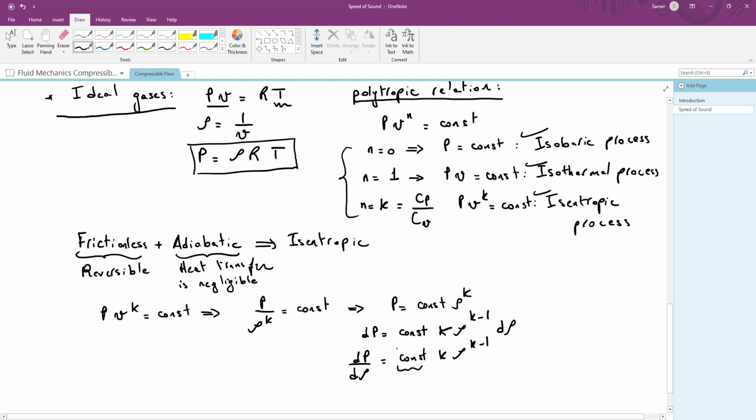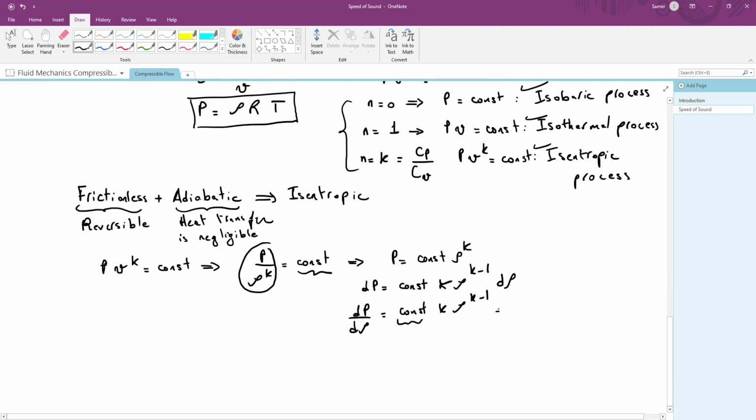So what is this constant? We can replace this constant by this expression, which is the pressure over rho to the power K. So we can write it as P over rho^K times rho^(K-1). Rho^(K-1) divided by rho^K is simply rho to the power minus 1. So we'll have dP over d rho equal to P times rho^(-1), or we can say P divided by rho, times K.